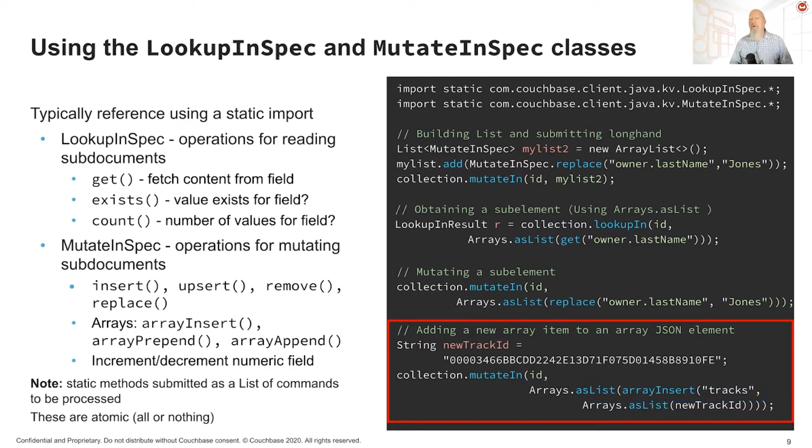Now, because tracks are an array, I'm actually going to pass in an array as the second argument of the arrayInsert, which is the value. So rather than a discrete value, I'm going to pass in an array. And that array is going to be inserted. And that means I can actually insert more than one element into the tracks. So if I wanted to add two tracks at the same time, I could do that by just putting two elements into that second array.